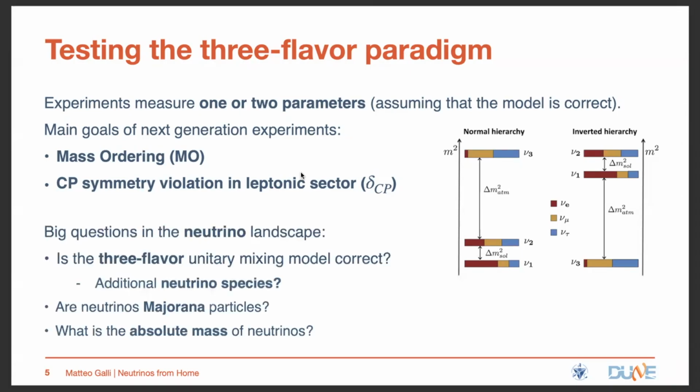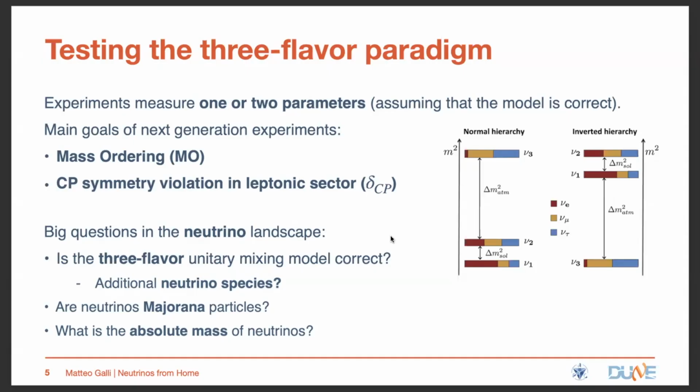In fact, these measurements are needed to understand whether the model is correct. And if it's not, what are we missing? Are there some other neutrino species? DUNE is designed to definitively answer this question through precision measurements of nu mu, nu e, and anti-nu mu, anti-nu e oscillation.